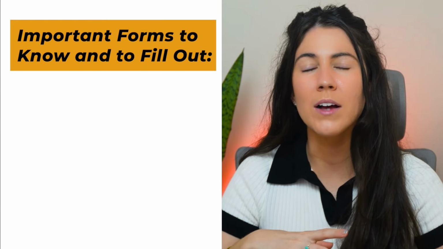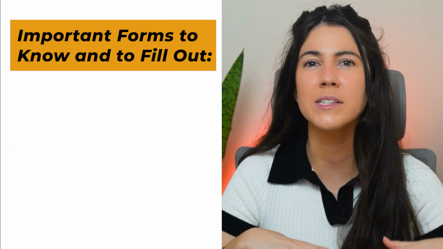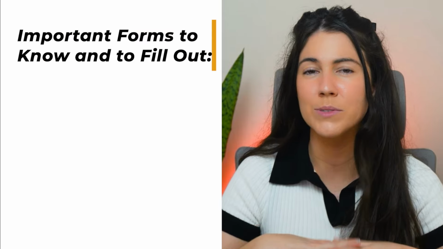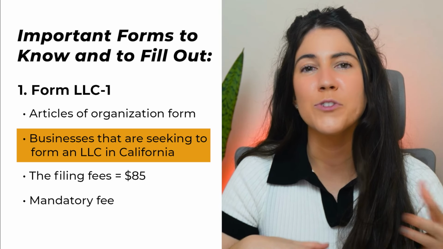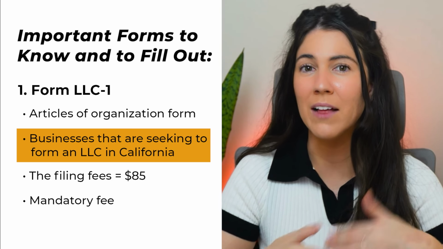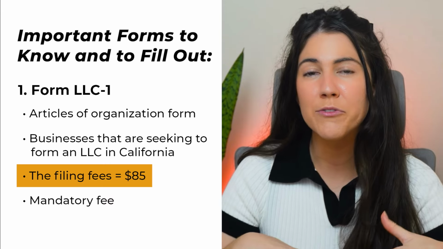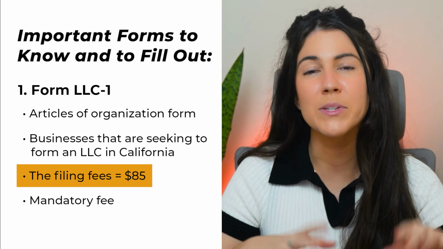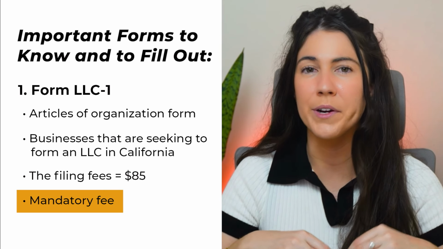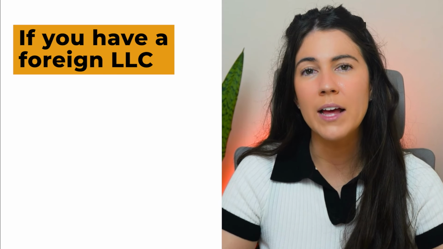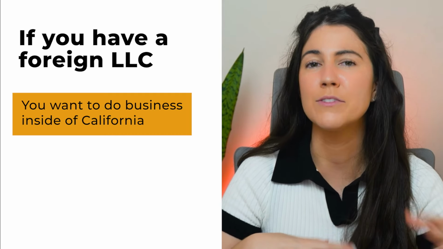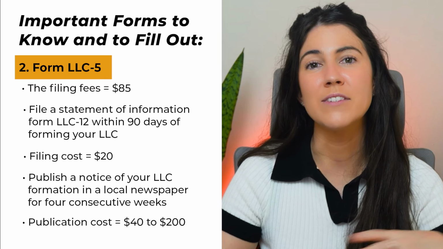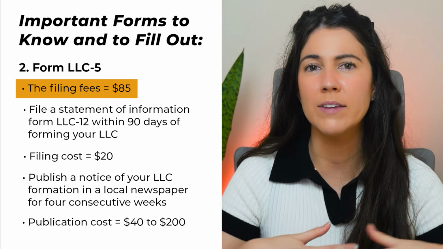Now, when it comes to the process of doing this, there are a couple forms that you'll need to know and fill out. There's Form LLC 1. This is the Articles of Organization form, and it's for businesses that are seeking to form an LLC in California. The filing fee for this form is $85 at the time this video is made, and that is a mandatory fee. Most of you watching this video will probably be filing this form. Now, if you do have a foreign LLC and you want to do business inside of California, then that's a different form. That's going to be Form LLC 5, and that fee is the same, that $85.